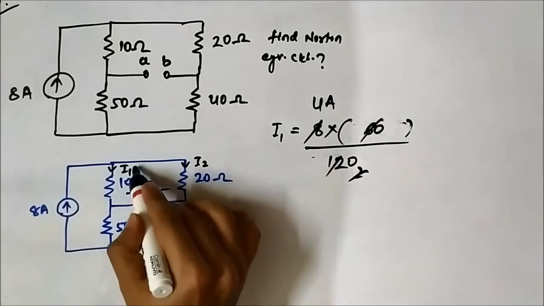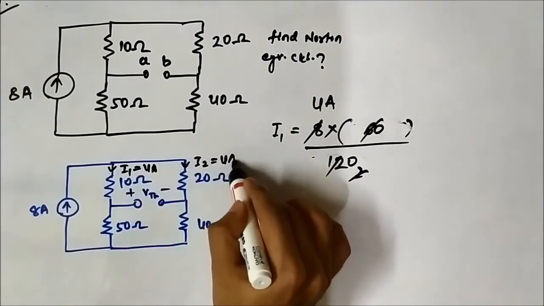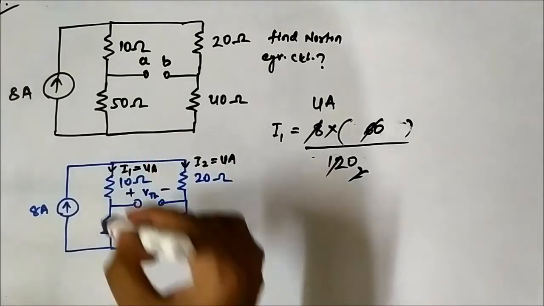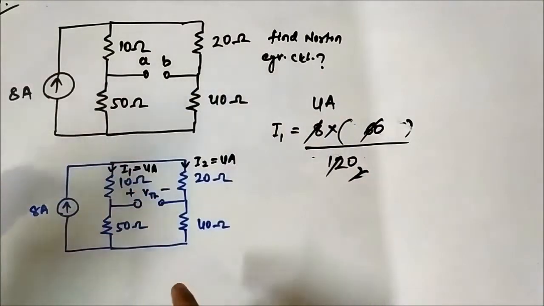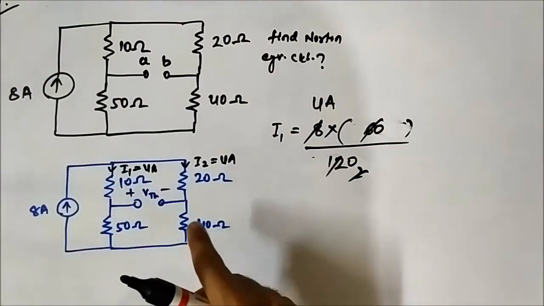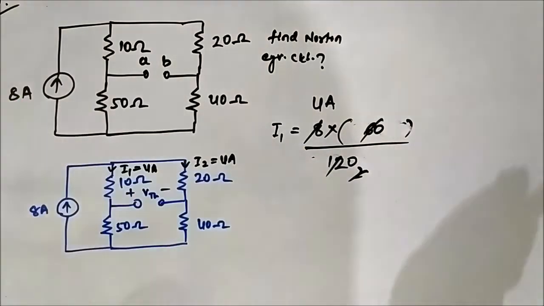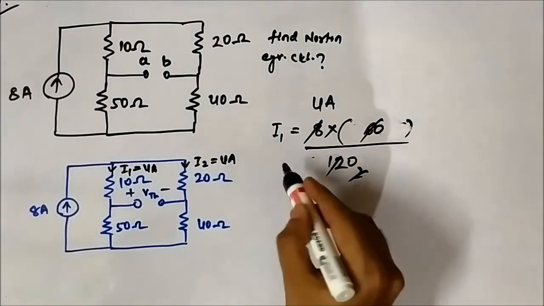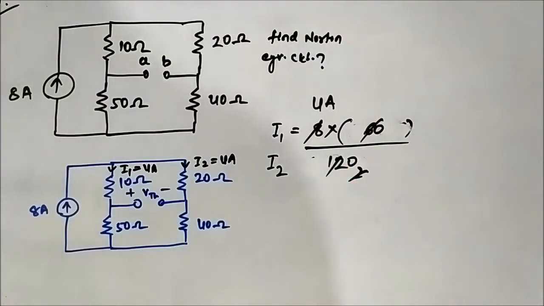So I1 is 4 ampere, so obviously I2 will also be 4 ampere. It is getting divided equally because both the branches have the same amount of resistance connected in series. Here 10 plus 50 is 60, here 20 plus 40 is equal to 60. So equal resistance, so current will get divided equally. So I1 and I2 are both equal to 4 ampere.